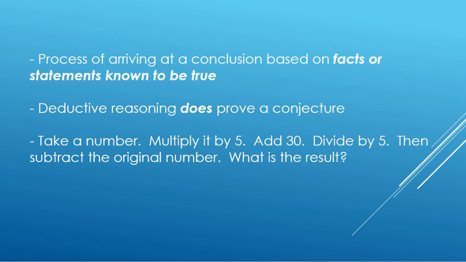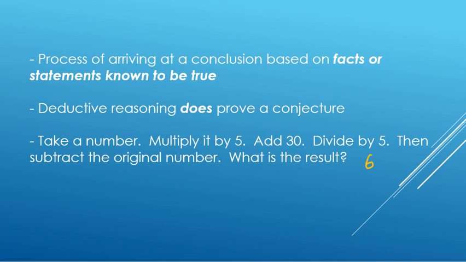So here's an example of what we are talking about. Take a number, multiply it by 5, add 30, and then divide by 5, and then subtract the number that you started with. What is the result that you are going to get? Well, I'll tell you right now that the answer you should get is the number 6. But how do I know that? How do I know that I'm going to come up with 6?